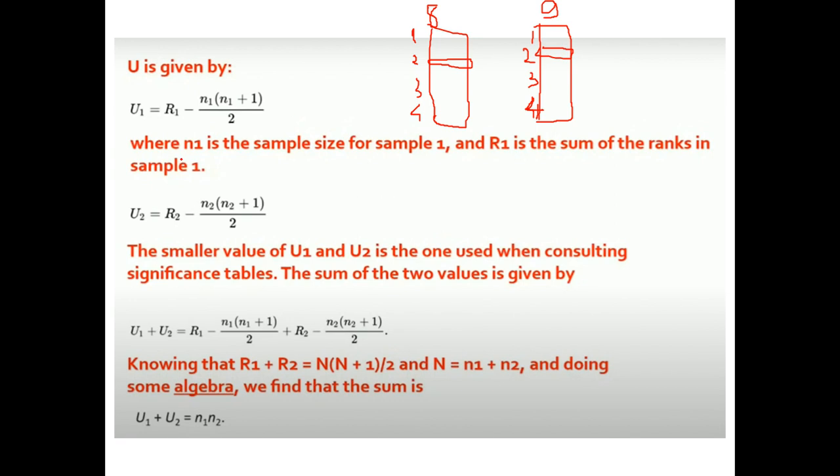So you can see here n1 is the size of sample 1 and R1 is nothing but the sum of ranks in sample 1. The sum of ranks is nothing but, if you have 4 students, you sum 1, 2, 3, 4, which comes to 10, minus n1 into (n1 plus 1) divided by 2, here 4 into 4 plus 1 divided by 2. So you will get the U1 value. Similarly you will calculate U2.